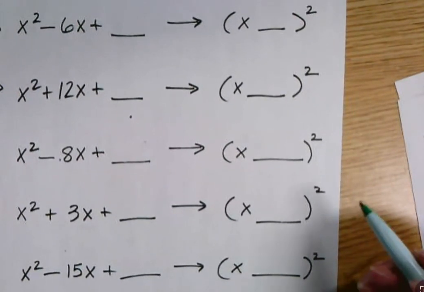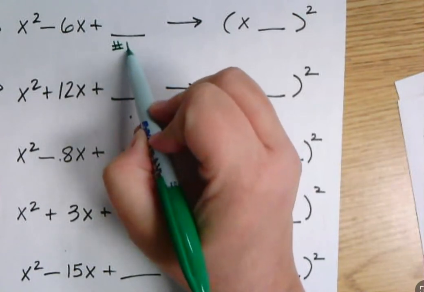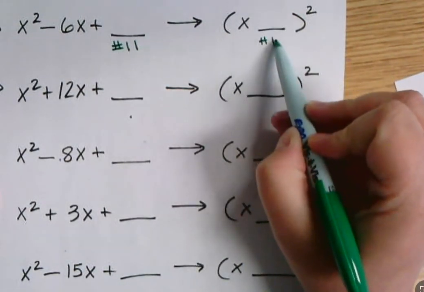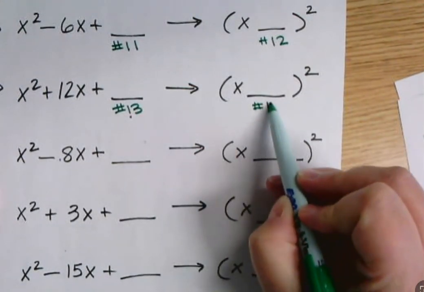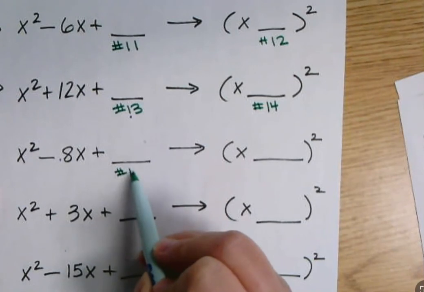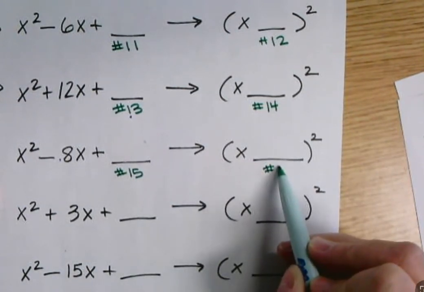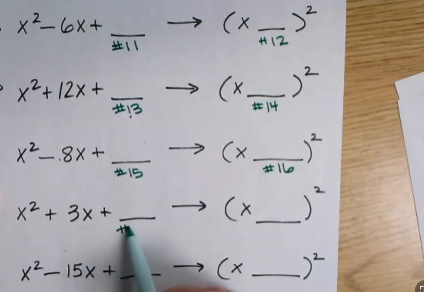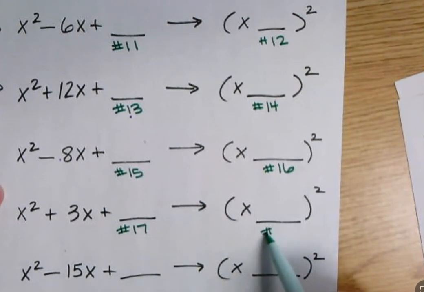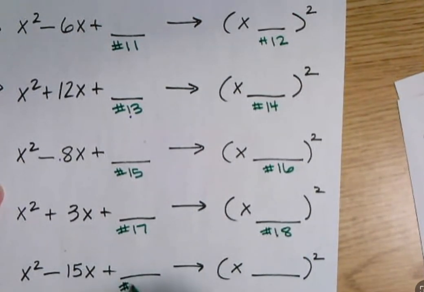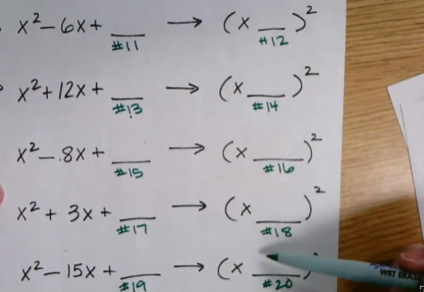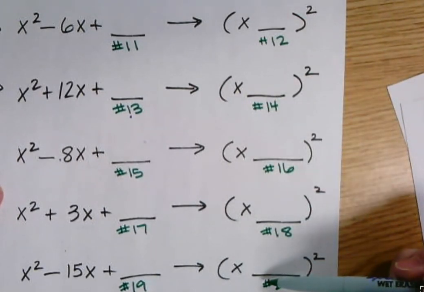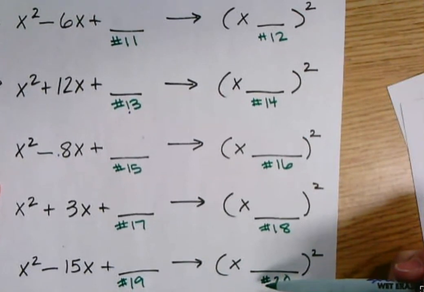So here we go. This is going to be number 11. This is going to be number 12. Number 13. Number 14. Number 15. Whatever's here is number 16. Number 17. Number 18. Number 19. And number 20. Remember, these should all be positive, but make sure you include the sign on this. If you don't have a sign, I'll assume you mean plus. Okay, so get all of those done.